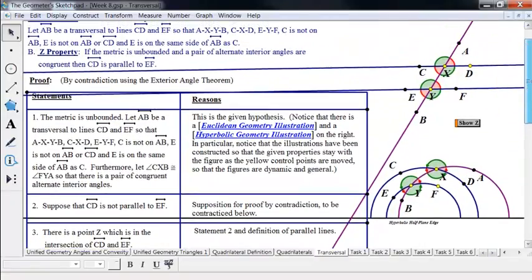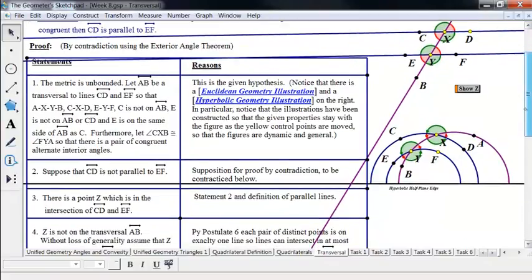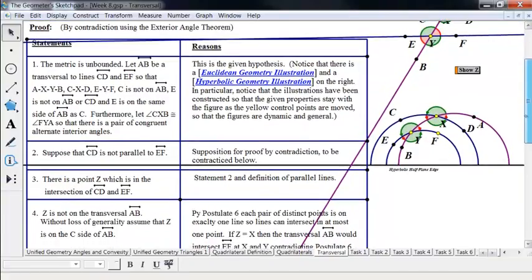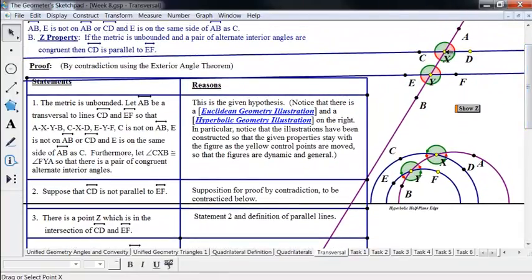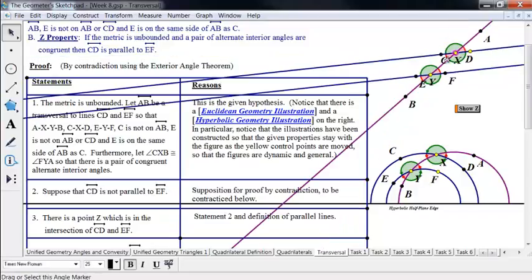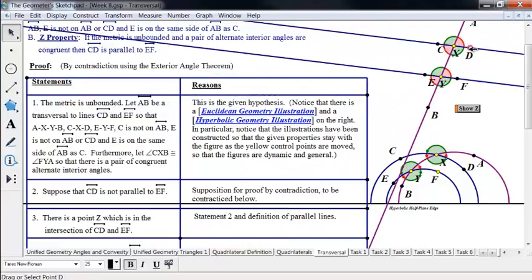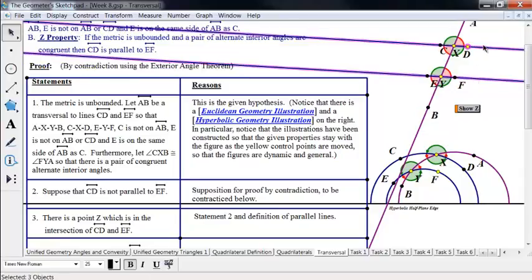Okay, now we're going to do this as a proof by contradiction, so we're going to assume that CD is not parallel to EF. So that means there must be an intersection point Z which is on both CD and EF. Now, I first claim that Z cannot be on the transversal. If Z were X, so if Z and X were the same point, that would say that X is on both this line and this line, and it's on this one here.